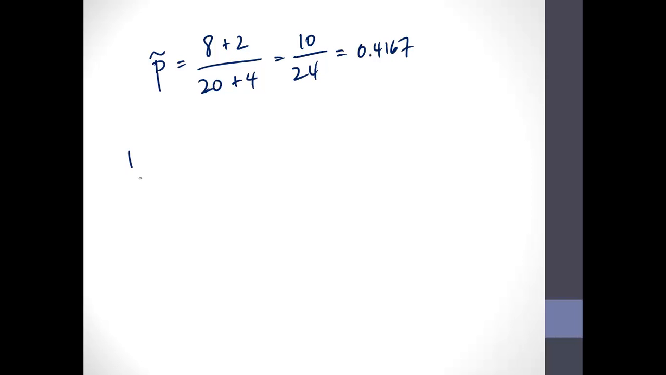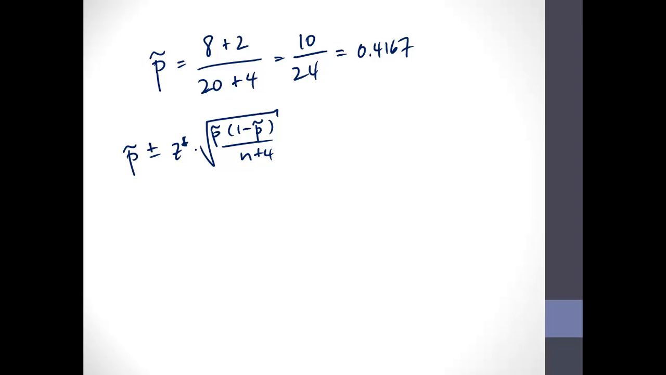Again, our formula looks very similar. It's P tilde plus or minus Z star times square root of P tilde times 1 minus P tilde over N plus 4. I seem to keep forgetting that plus 4. Don't forget the plus 4 in there.